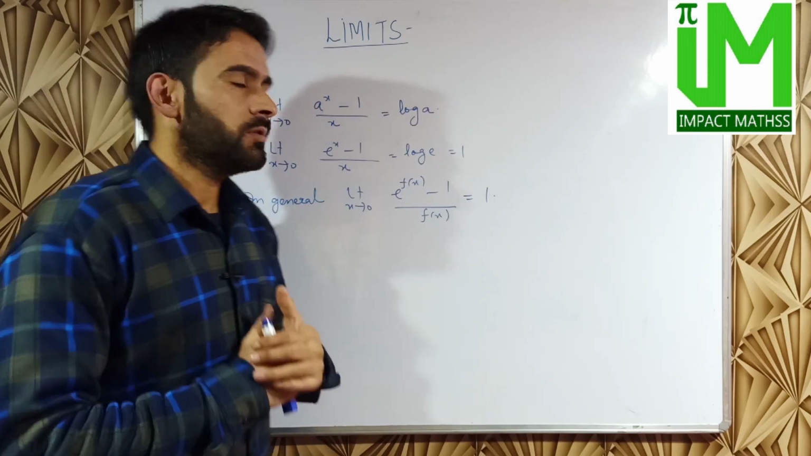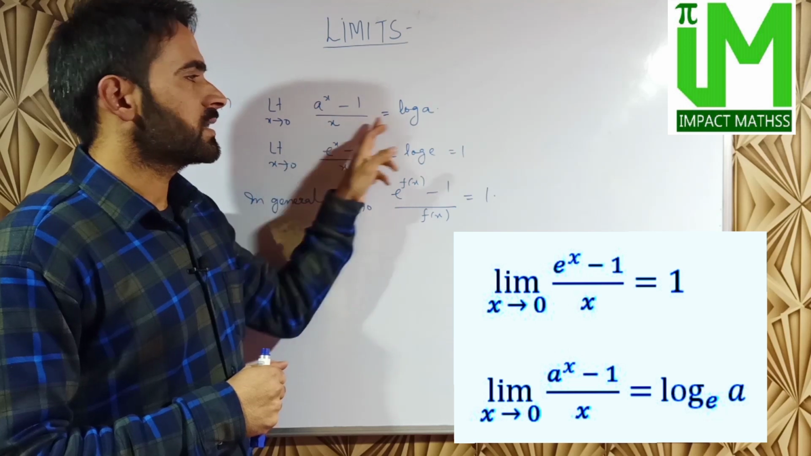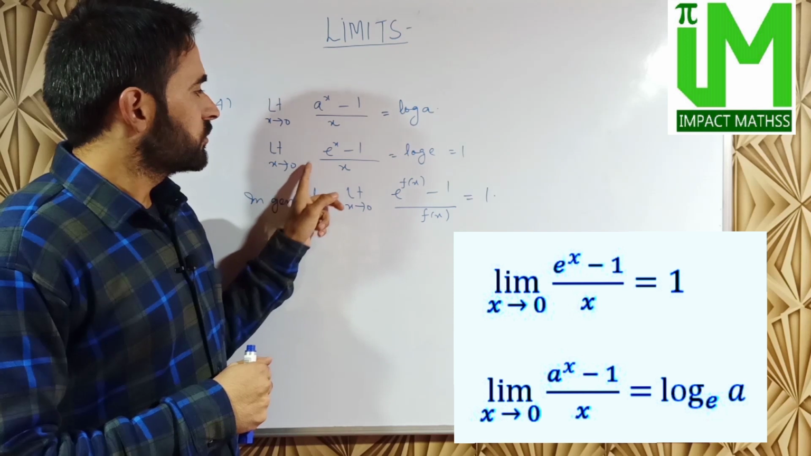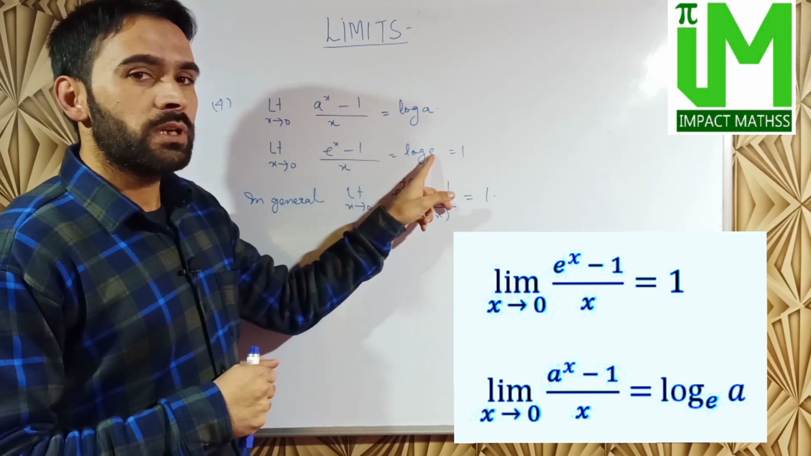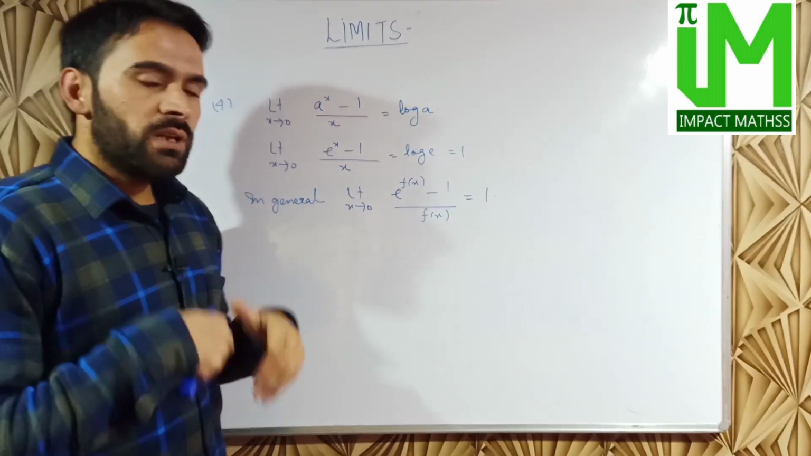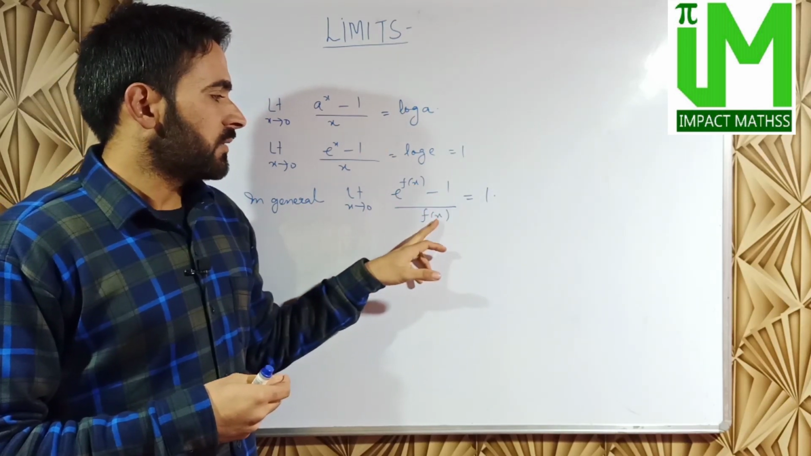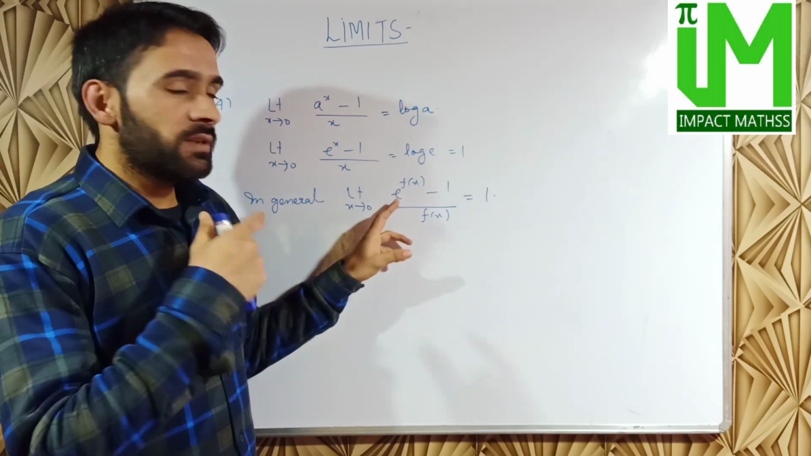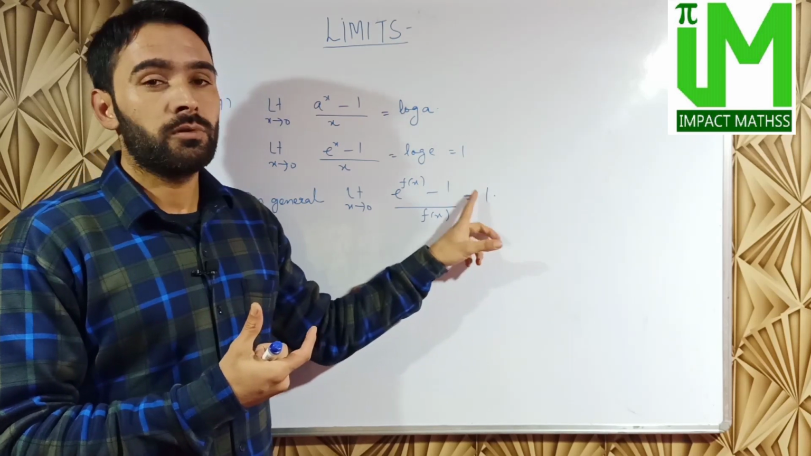Now the next property will be limit x tends to 0, (a to the power x minus 1) divided by x. Its limiting value is log a, obviously a is the base here. And again, limit x tends to 0, (e to the power x minus 1) divided by x. Its limiting value is log of e, which obviously equals 1, because log e to the base e equals 1. In general, we have limit x tends to 0, (e to the power f(x) minus 1) divided by f(x). Its limiting value will be 1 if we take base e. If we take base a, then in that case it will be log of base e.